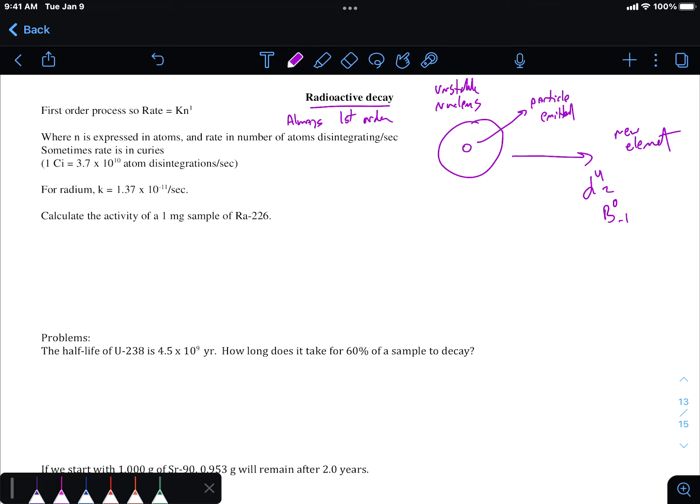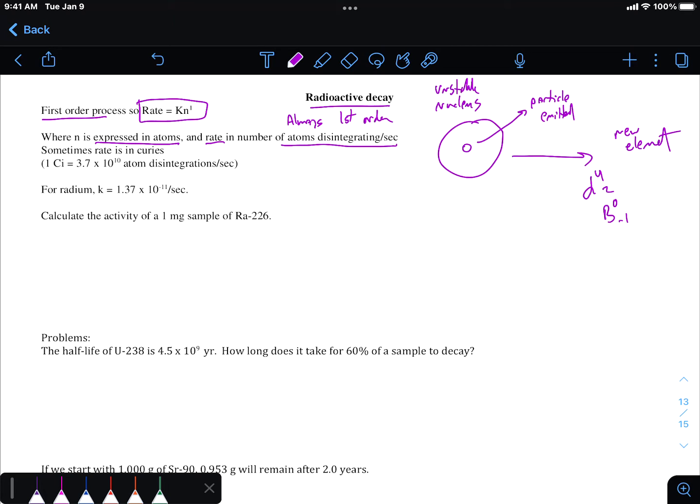So, because it's a first order process, your rate law for nuclear decay is essentially rate is equal to K times N. Now, N is the number of atoms. It's not a concentration, like it is for a reaction. Okay? It's just the number of atoms. And the rate is expressed as atoms disintegrating per unit time. And that unit time is typically seconds.